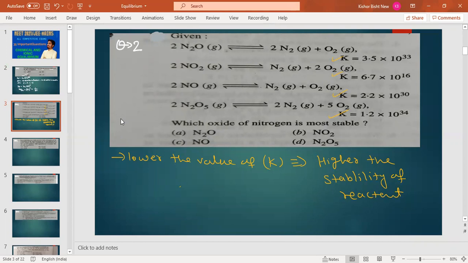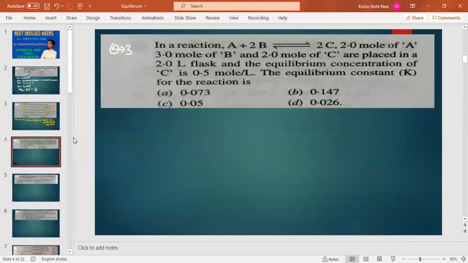So now if you understand this term, which one has the lower value of K? K value is lower for which one? This one. 10 to power 16 is the lowest value, and it means its reactant is most stable. So then it is NO2. So your answer is B, correct. Come to next question.